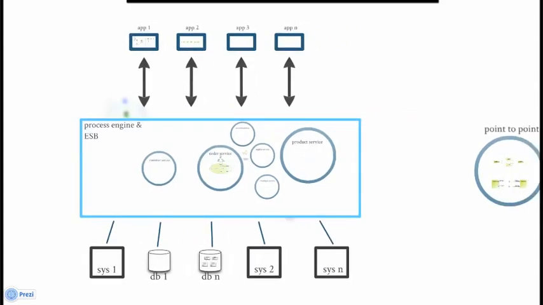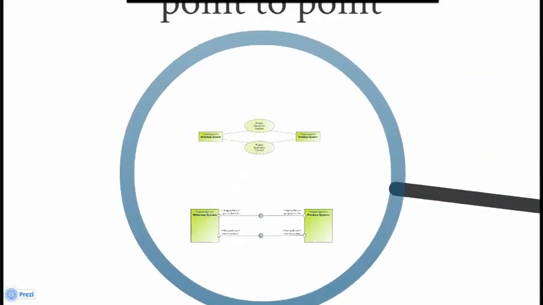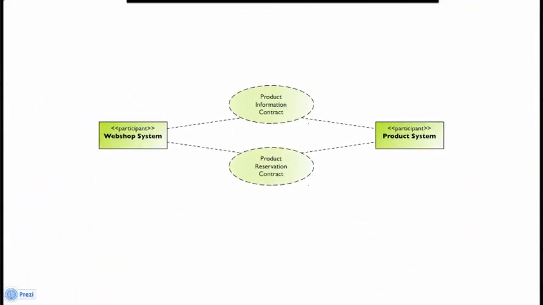So now we are familiar with some important aspects of the SoaML standard, and now we can take a look at how SoaML models could be used in different integration scenarios. First, let's have a look at point-to-point integration. Here we assume no ESB, no centralized SOA platform, no central business process engine, and so we have no loose couplings. So the web shop would call the product system, and then you would have service contracts needed between those two systems for product information and product reservation.